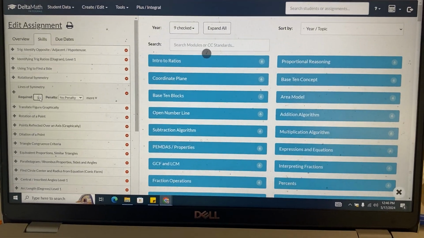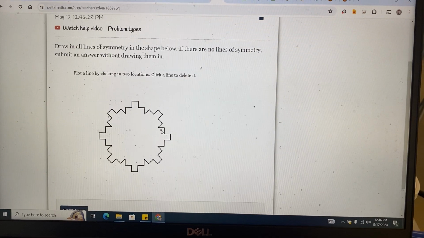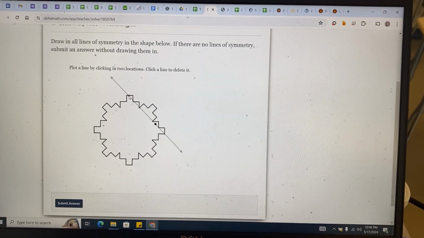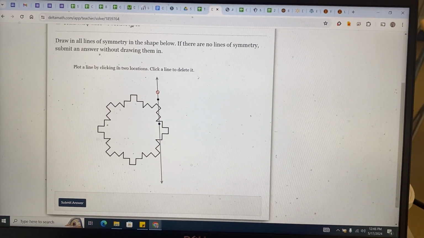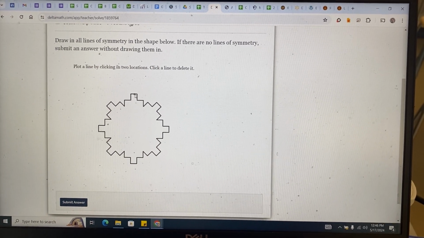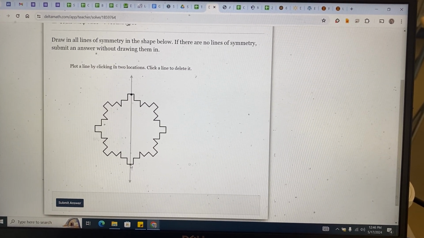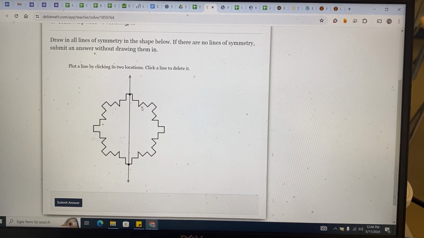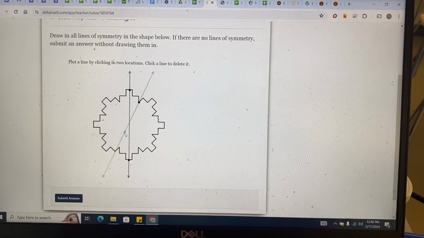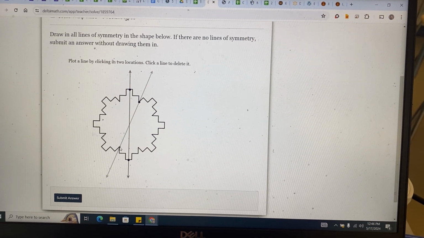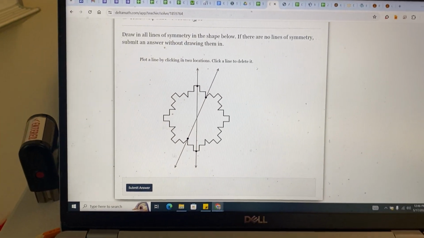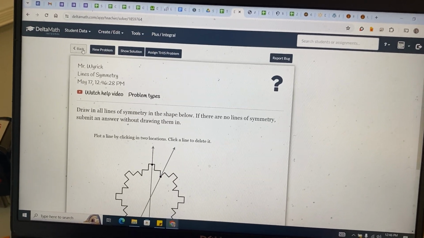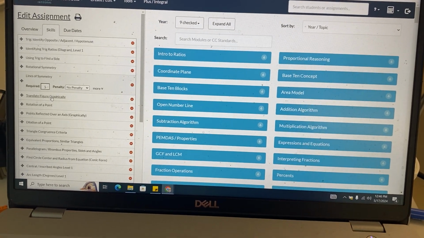The lines of symmetry itself, you look to see where you could draw this. In this case, I need to click the line again to delete it. There we go. From the center to the center, so the flat sides line up. And then these little vertex things should also line up. And I should be able to draw in all of these that are going to work like that. Okay, so that's the lines of symmetry.